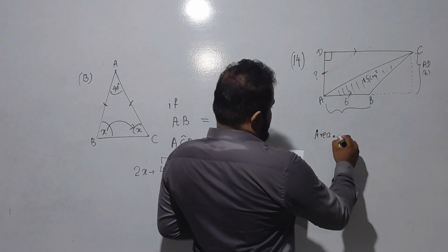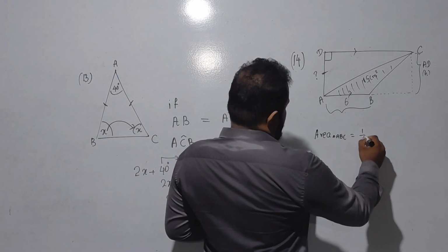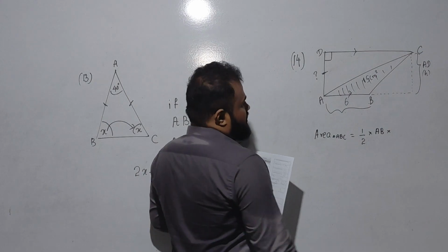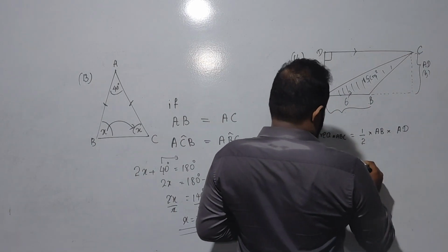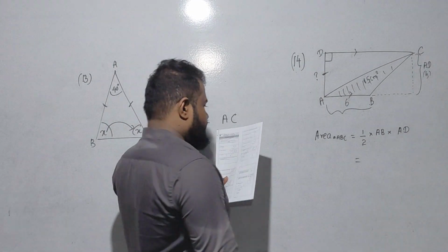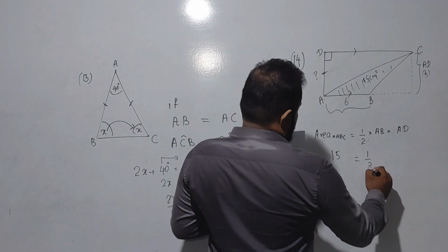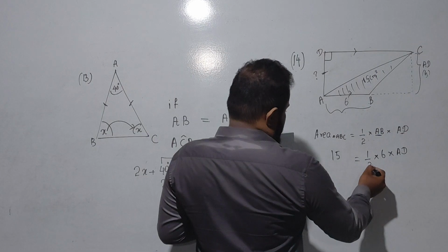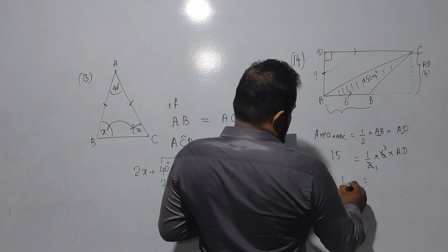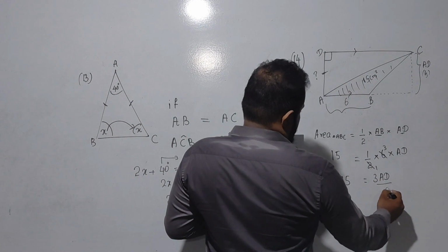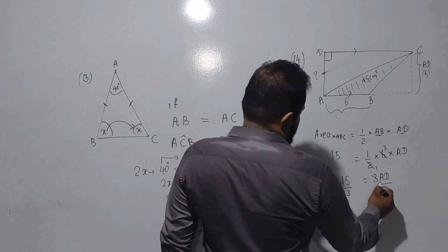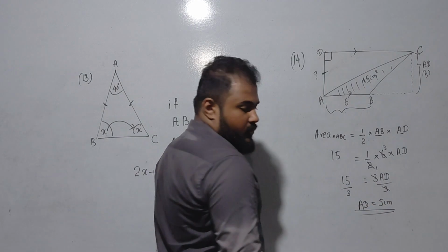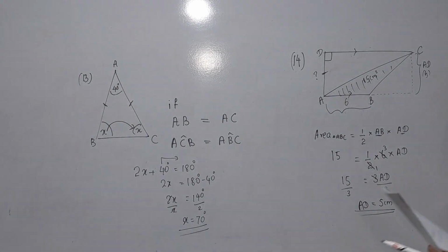Area of triangle ABC equals half into base. What's the base? AB into perpendicular height. What is perpendicular height here? AD. They have given the area of triangle ABC as 15. 15 equals half into AB length is 6 into AD. We can cancel this 2 and 6. 15 equals 3 AD. You can divide both sides by 3. AD equals 15 divided by 3, 5 centimeters. Okay. Next question.